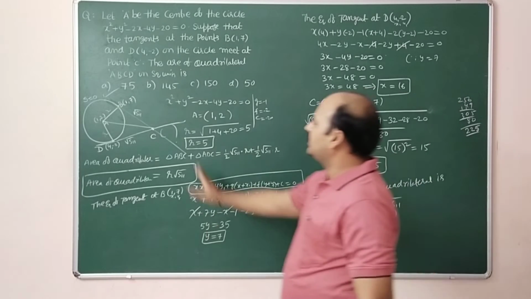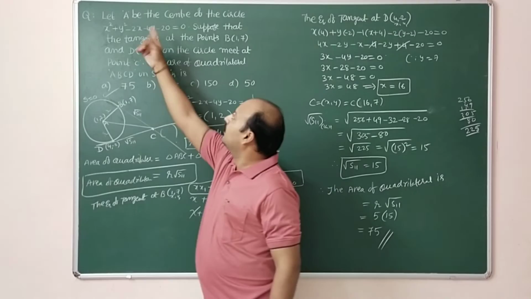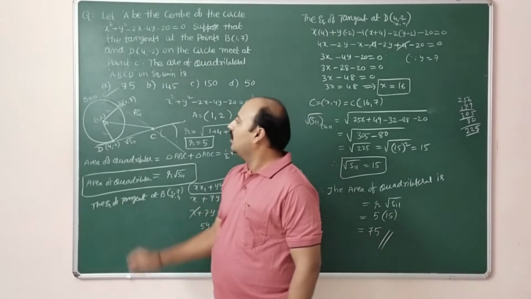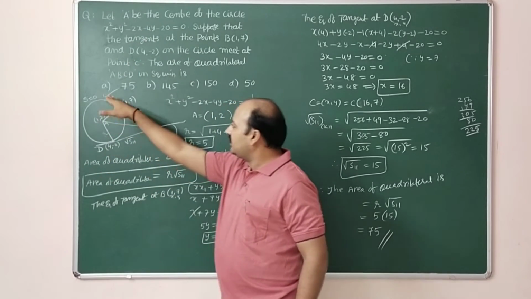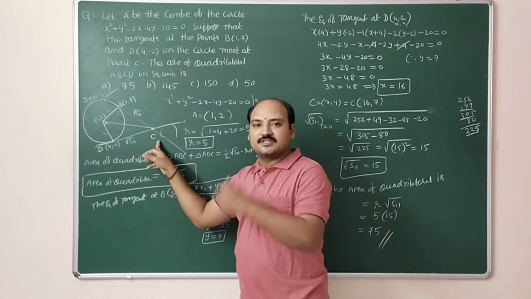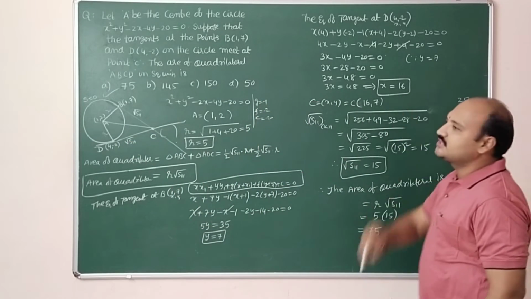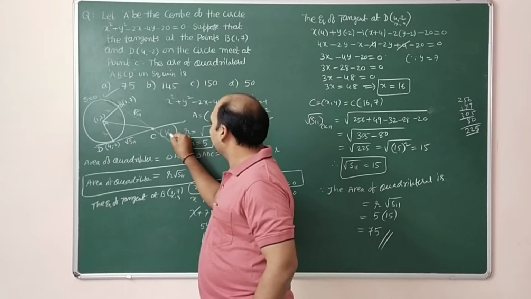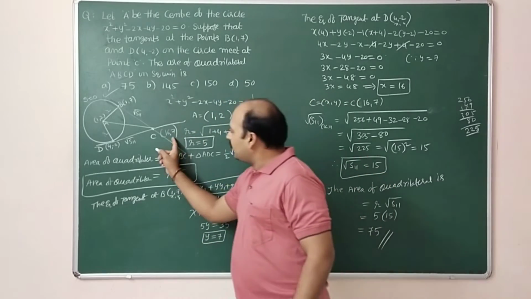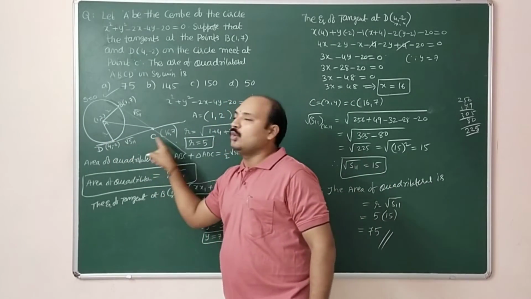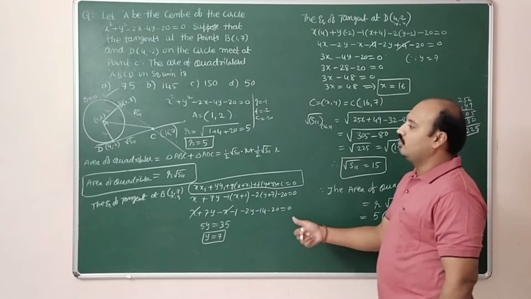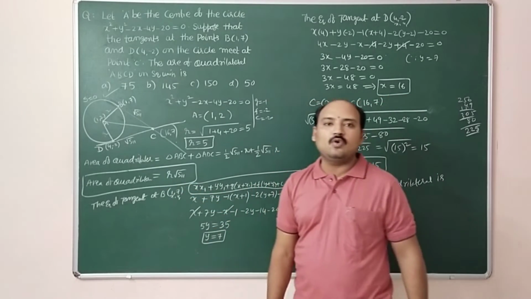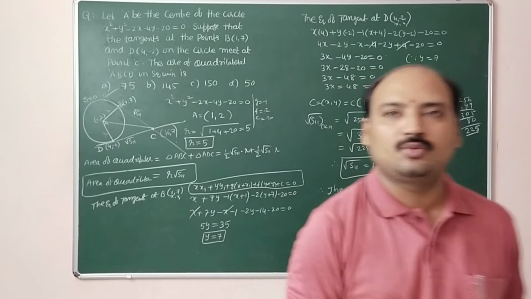Here the only thing considered is a circle, and they mentioned A is the center. At B point and D point, tangents are meeting at the point C. C value we got here, 16 comma 7. From this point to the circle, you can calculate root S11, the length of the tangent. We will apply the formula of area of quadrilateral. We will move to the next question now.